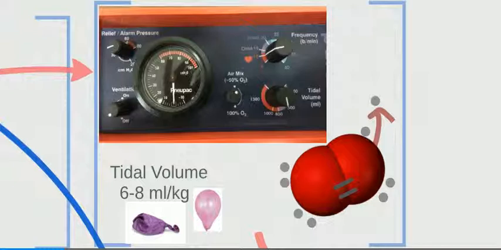So remember, be sure to start out at 6. If you're getting good chest rise, if you're getting good SpO2, getting EtCO2, then leave it. If it's too low and you're not getting adequate tidal volume, you're not getting an adequate chest rise, bump it up. Go to 7, go to 8.